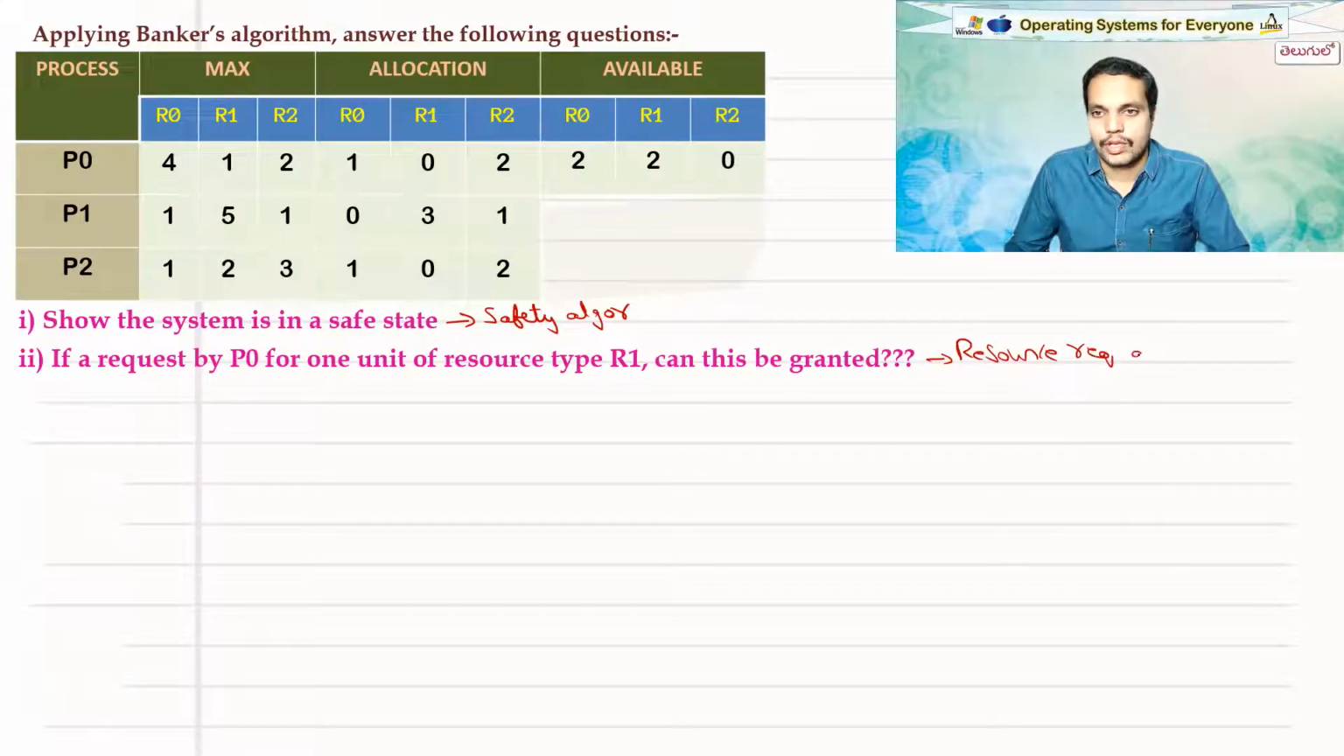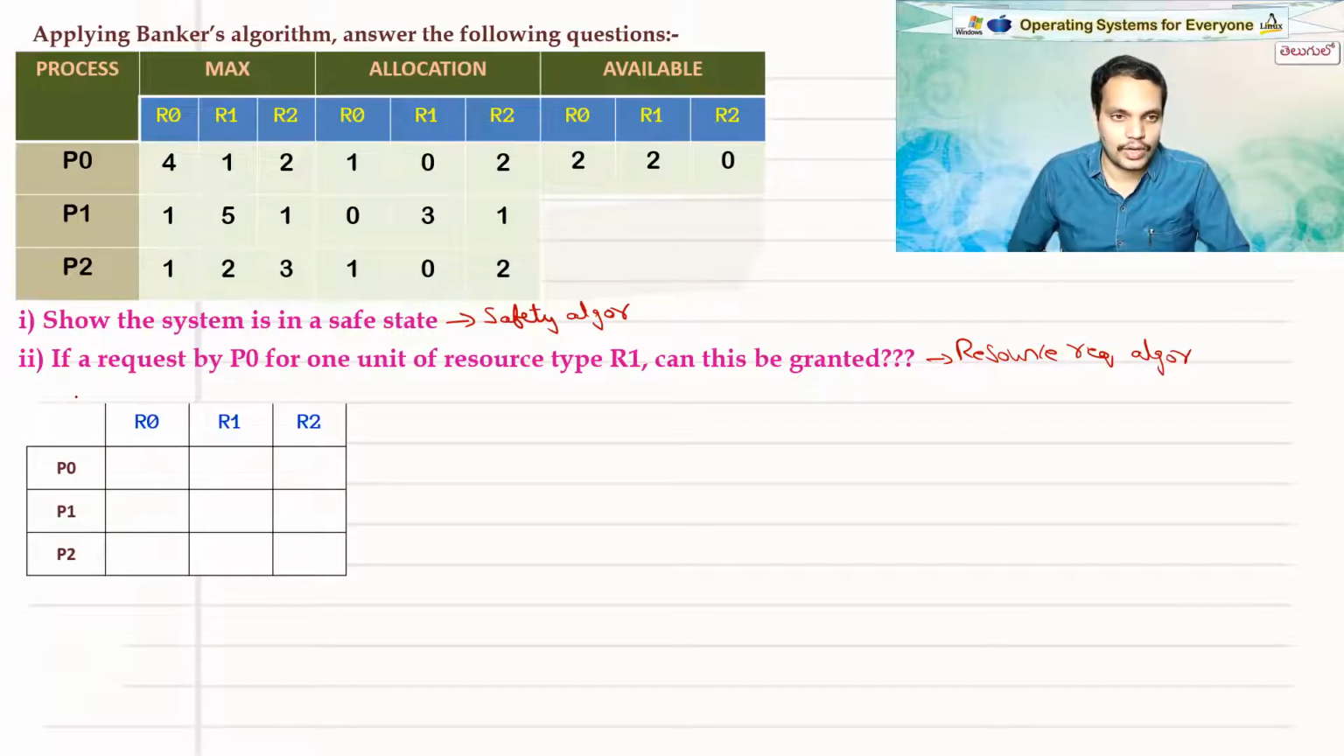Okay, resource request algorithm. First, I need to find out the need matrix. So let me calculate the need matrix. From this point onwards, I can start my calculations. So what is the need matrix? Just calculate max minus allocation. So this will be 3, 1, 0. And then after 3, 1, 0, P1 I will get is 1, 2, 0. And after that, I will get P2 is 0, 2, 1. So this is the need matrix.